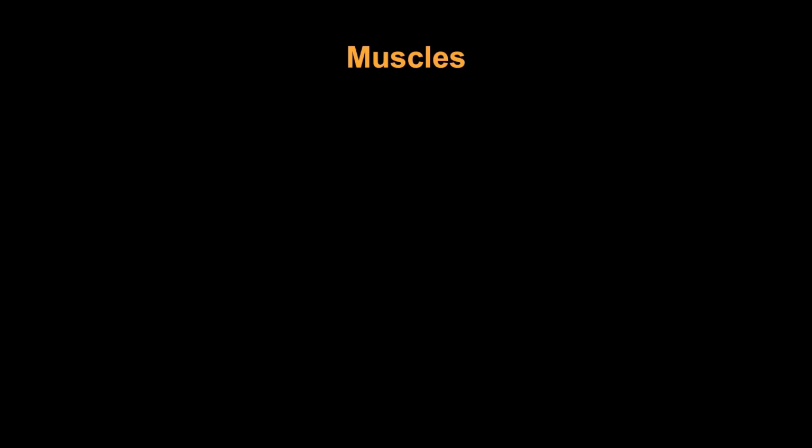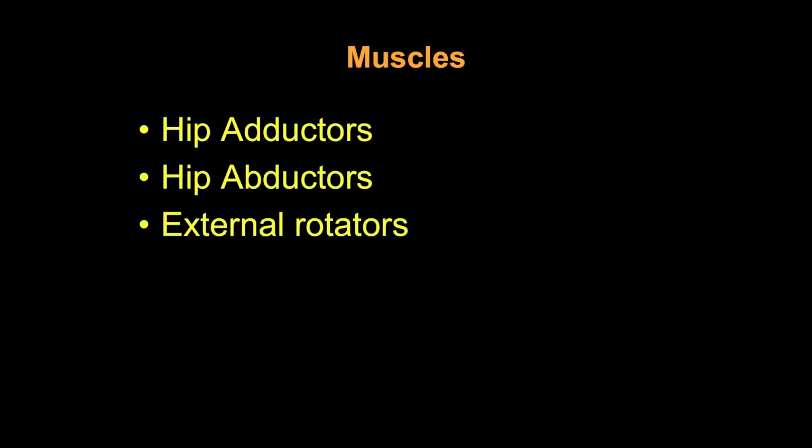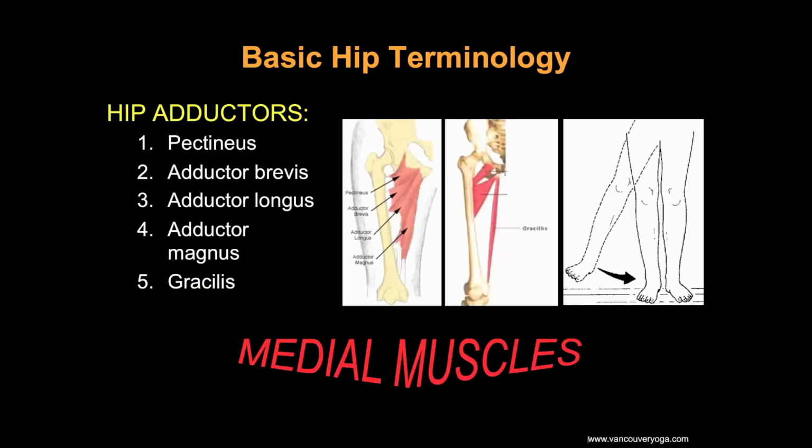We'll begin by discussing the regional muscles. We'll talk about the hip adductors, the hip abductors, the external rotators, the extensors, and the flexors. So the hip adductors include the pectineus, the adductor brevis, the adductor longus, the adductor magnus, and the gracilis.